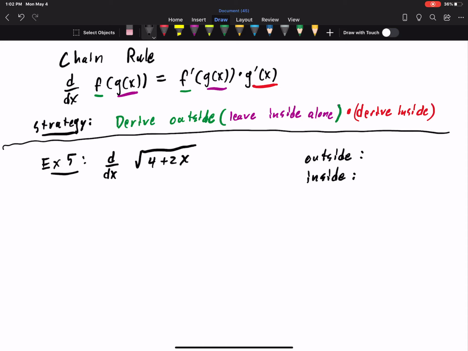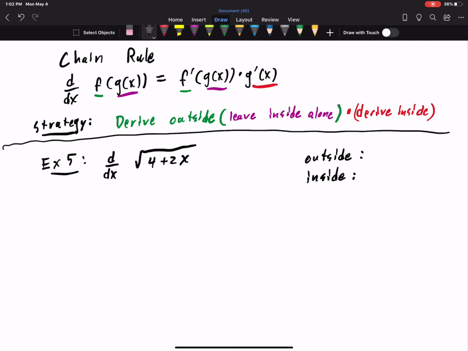Example 5, we are deriving the square root of 4 plus 2x. Okay, so we're getting a little bit more tricky here because we don't have a power, we don't have a trig function, we have this radical that we have to work with. But once you know how to manipulate radicals using exponent rules, this becomes really easy.